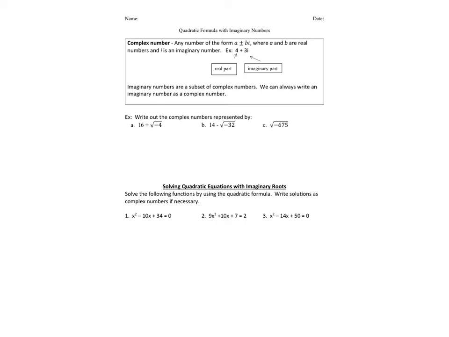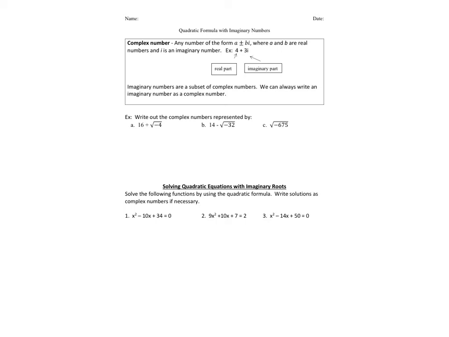So now that we know that i correlates with a negative radical or a negative square root, we're just going to now use i in the quadratic formula, okay? But the first thing we're going to go over is just quick complex numbers. So a complex number is any number of the form a plus or minus bi, where a and b are real numbers, and i is the imaginary number.